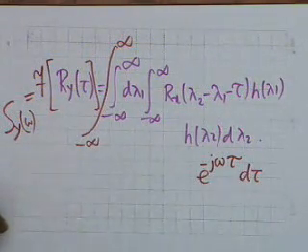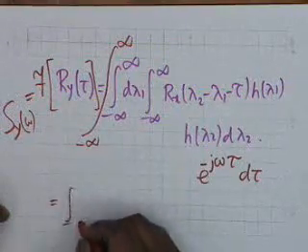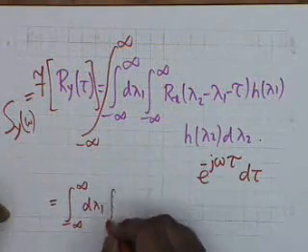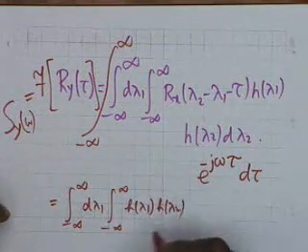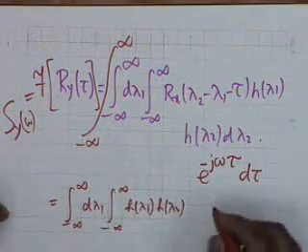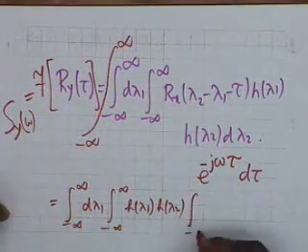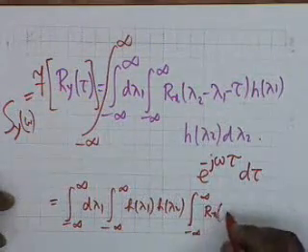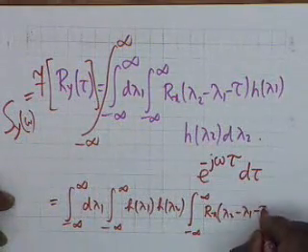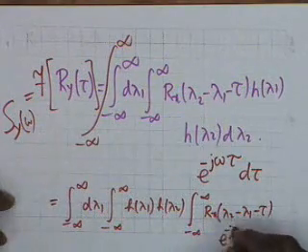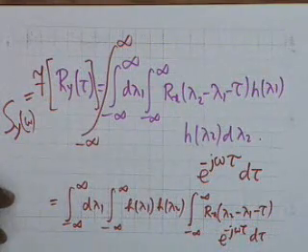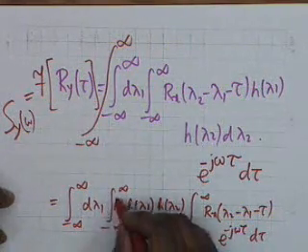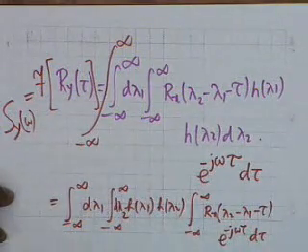What we do is we first integrate with respect to tau, and therefore what we will get is minus infinity to infinity d lambda 1, minus infinity to infinity H lambda 1 H lambda 2, they do not involve tau. Then the third integral is minus infinity to infinity Rx lambda 2 minus lambda 1 minus tau e to the minus j omega tau d tau. Is that okay? There is something I am missing. What? D lambda 2, let us put it here, d lambda 2.